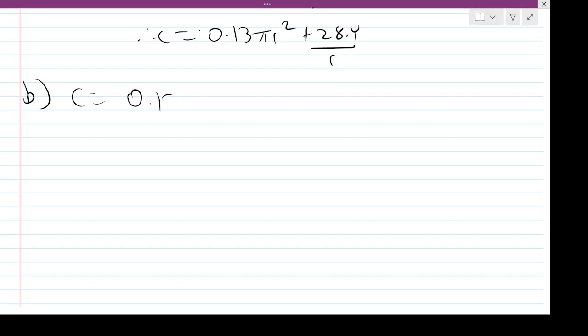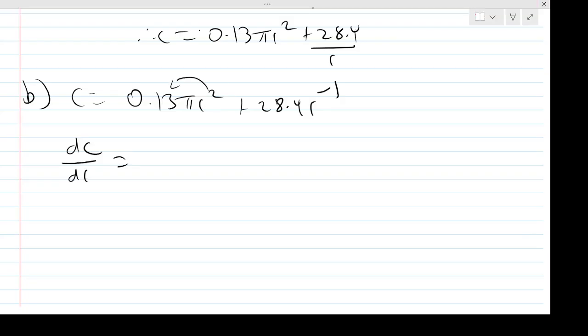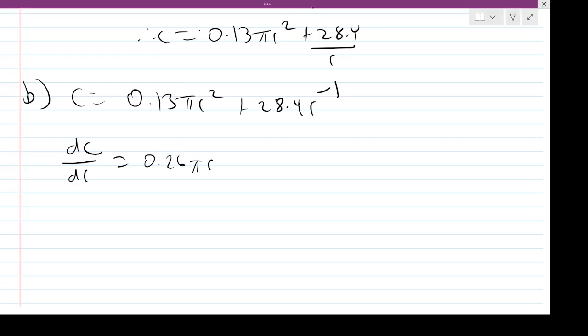So then I can say 0.13 pi r squared and 28.4 r to the minus 1. Then I can differentiate to get 0.13 pi r squared. If I differentiate the r squared, the power will come to the top. Multiply 0.13 by 2, I get 0.26 pi r. Then 28.4 r to the minus 1, the minus comes in front, so it'll be minus 28.4 r to the minus 2. And that's my derivative.